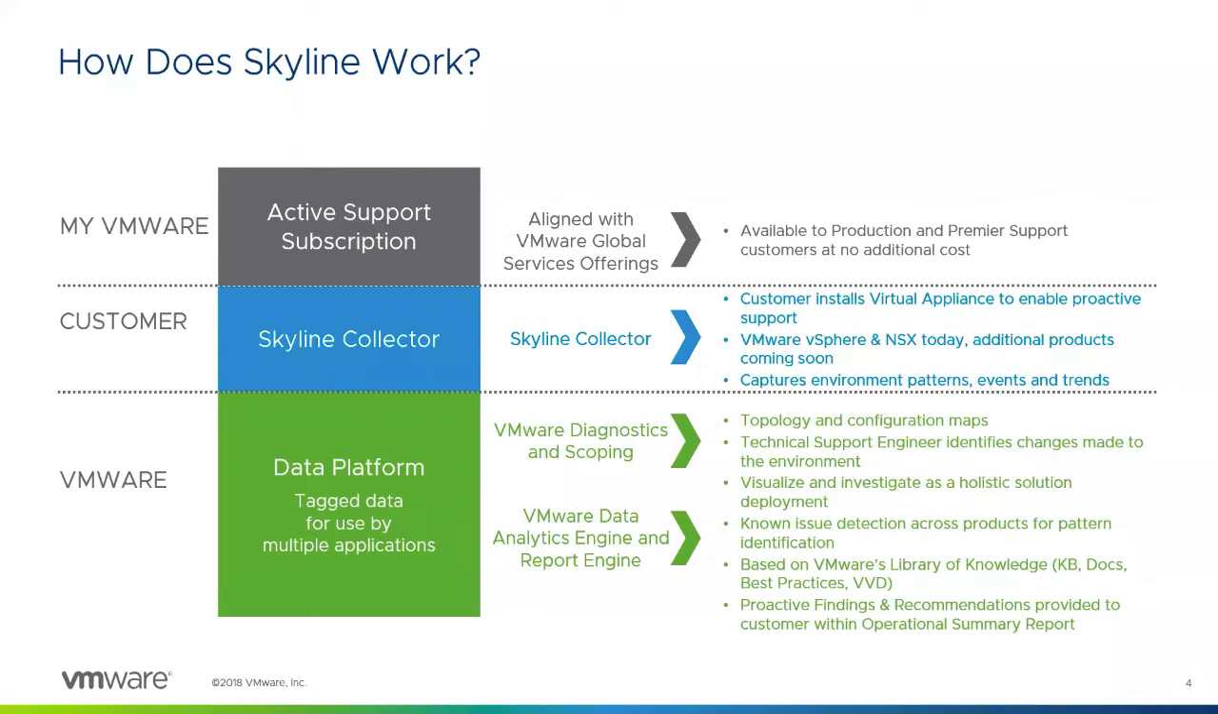And then we look at known issue detection across the products for pattern identification. We compare data against our very large library of knowledge, our KBs, our docs, best practices, VVD, and we provide the proactive findings and recommendations, and you get those within something we call an operational summary report. And Pashmin is going to talk a little bit more about that report here shortly.